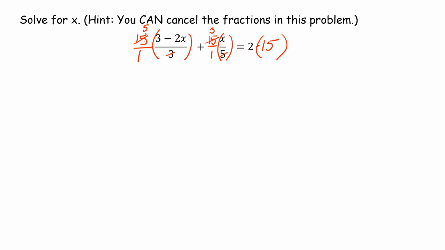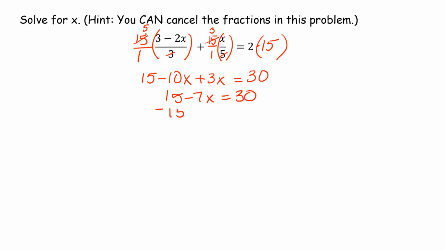So now I just need to go back and multiply. The 5 is going to be multiplied by 3 minus 2x. So that's 5 times 3 is 15, minus 5 times 2x is 10x, then plus 3 times x is 3x, and 2 times 15 is 30. Now I'm going to add my like terms. So negative 10x plus 3x is negative 7x. So 15 minus 7x equals 30.